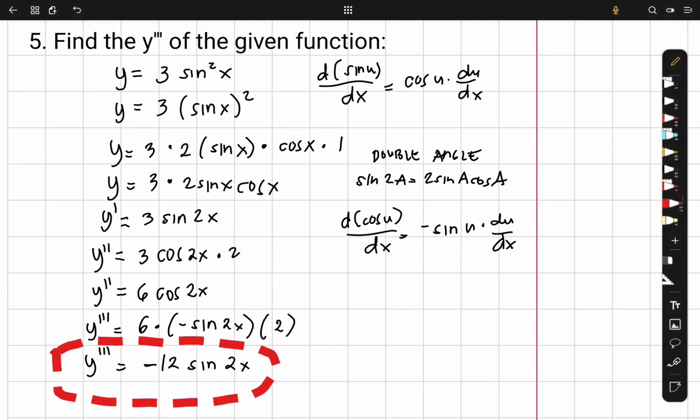Sana po may natutunan kayo sa ating topic na higher order derivative. Again, yung konsepto ng higher order derivative is not only differentiating once, but kung ano yung nire-required ng ating problem. So, higher derivative po siya. So, it can be done twice, thrice, on a fourth time, fifth time, as long as kung ano po ang given ng ating problem. Kung ano po yung requirement niya. So, kung naintindihan nyo to, let's have some practice.